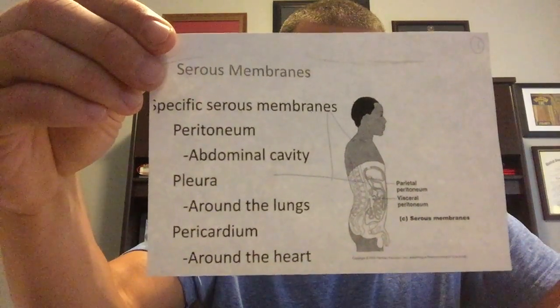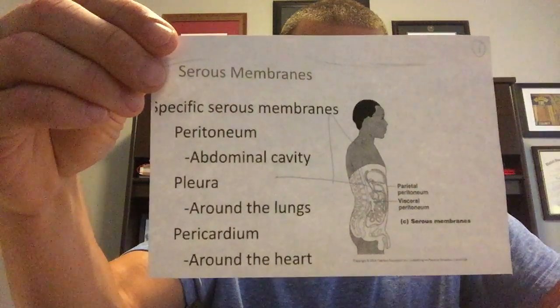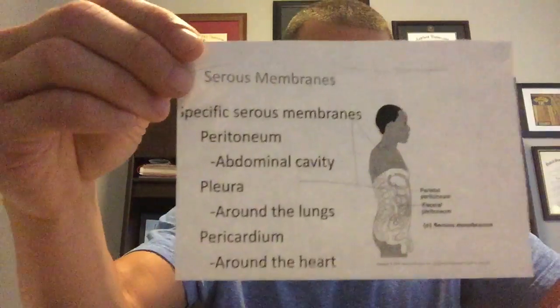The serous membranes are separated by a thin layer of fluid called serous fluid. The serous fluid is secreted by both membranes and acts as a lubricant, allowing organs to slide within the cavity without friction. The serous membranes of the thoracic cavity are as follows.